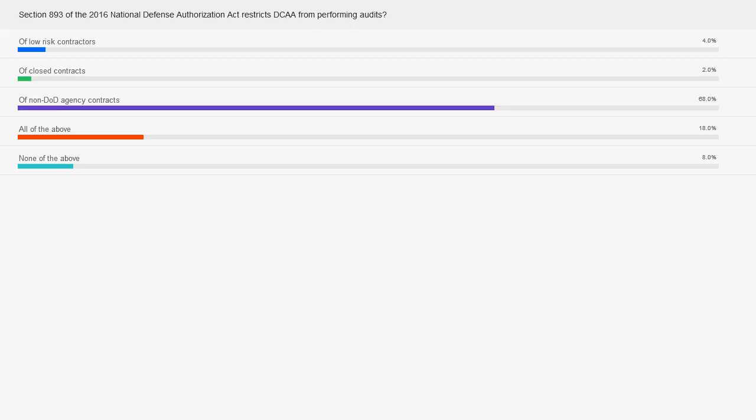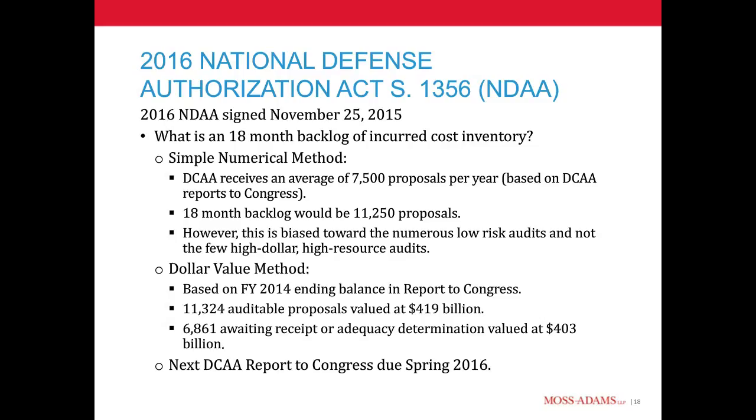So how do we define that backlog? So we can do it the simple numerical method. Based on reports to Congress, DCAA averages about 7,500 incurred cost proposals per year. So if we multiply that by 1.5, an 18-month backlog would be 11,250 proposals. However, this is pretty biased on all those audits that are not going to happen because of the low-risk sampling.